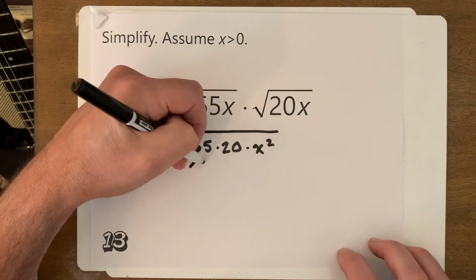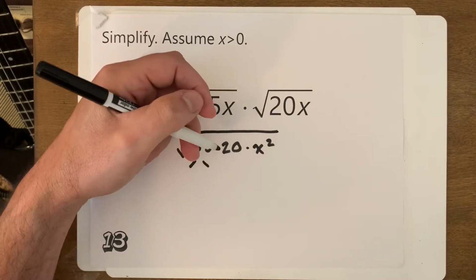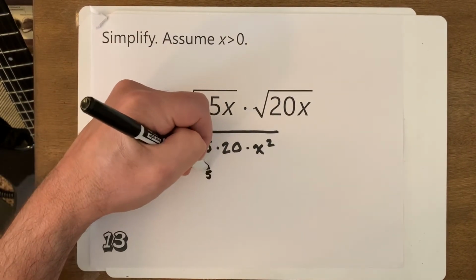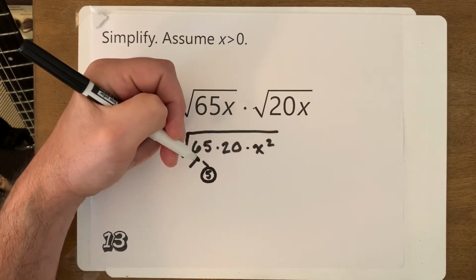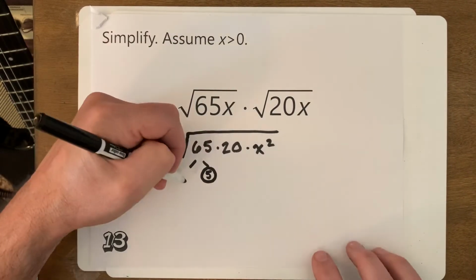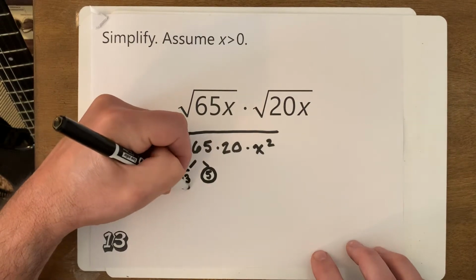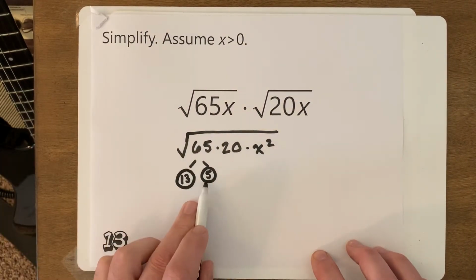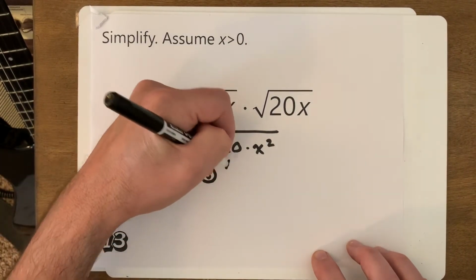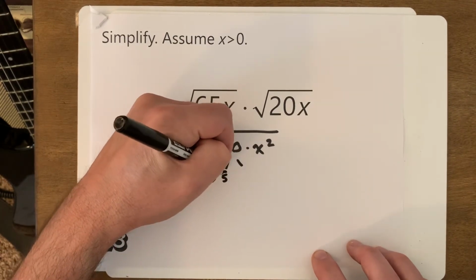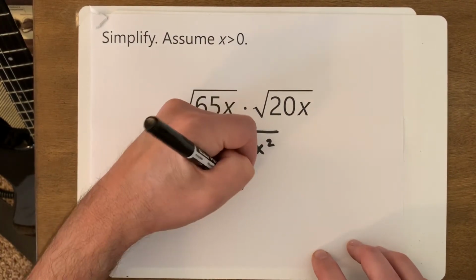All right, so let's take a look. 65, since it ends in a 5, we can divide it by 5. If we divide that by 5, we get 13. Okay, not much happening there. That's no help so far. What about the 20? That's 5 times 4, and 4 is 2 times 2.